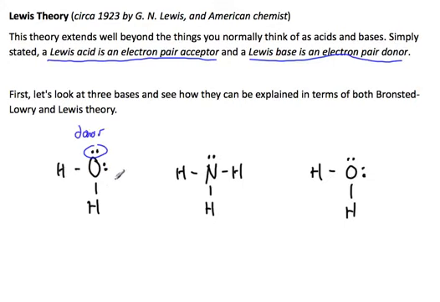And if it donates a pair of electrons for the formation of a bond, then it's by definition a Lewis base. So ammonia, again, is a Lewis and a Bronsted-Lowry base because it can accept an H plus due to that lone pair. So again, a Lewis base because of that lone pair.